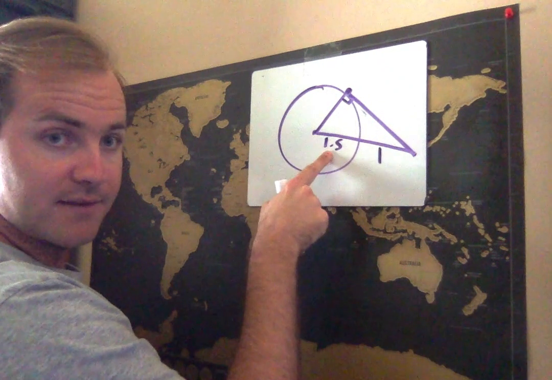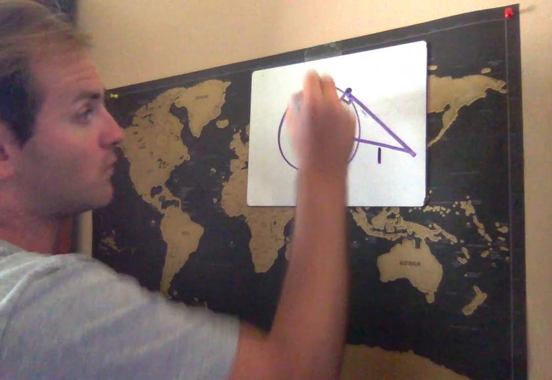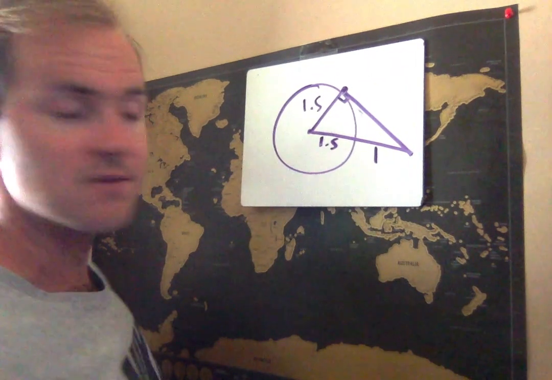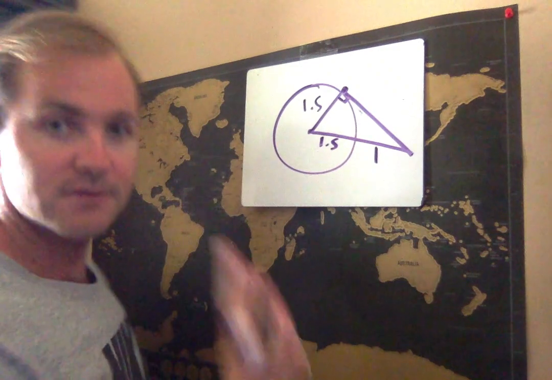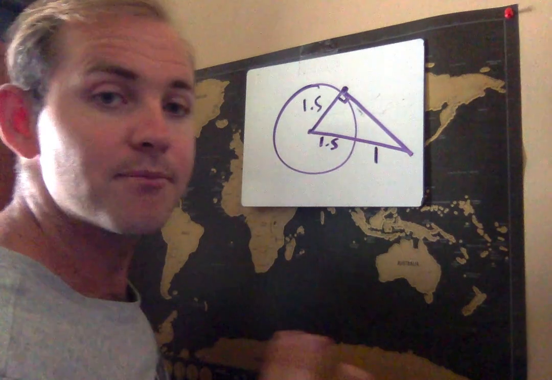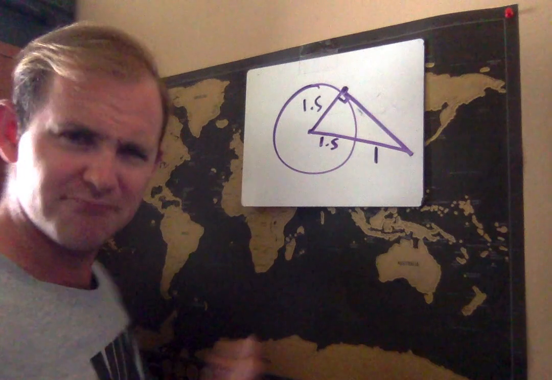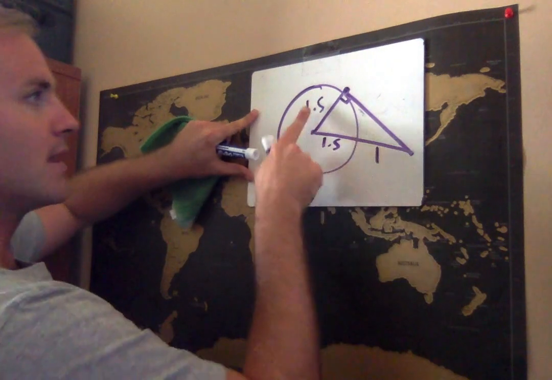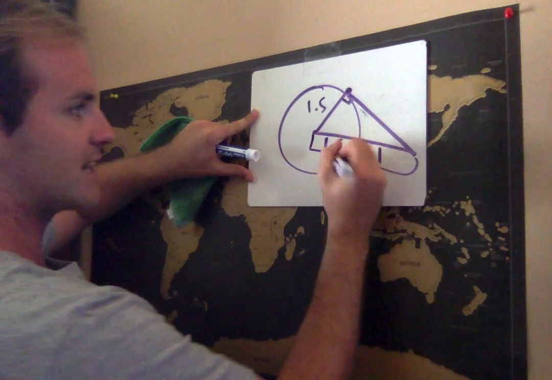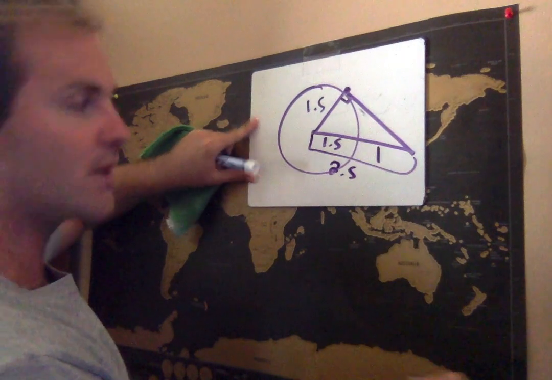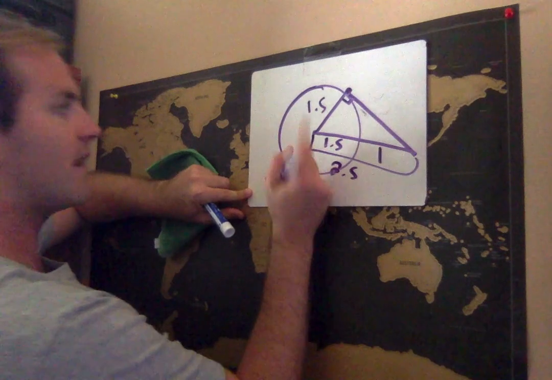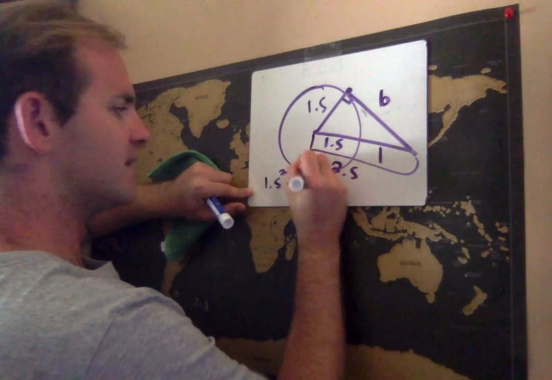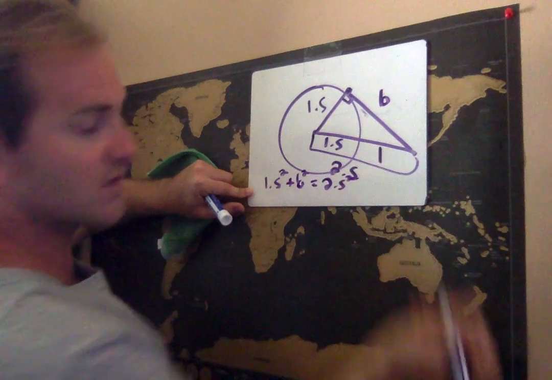If this is 1.5, because it's a radius, then this right here is also 1.5. So in order to find this unknown side, all I have to do is use the Pythagorean theorem. Just to make things a little bit easier, we're just going to leave them as decimals for you, all right? So this hypotenuse is actually 2.5 because it's the combination of those. So I'm going to do 1.5 squared, and I'm going to call this unknown leg b, plus b squared equals 2.5 squared.